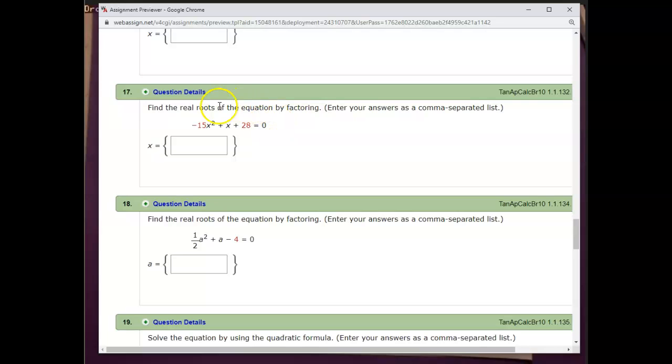So we have more of those. Find the real roots by factoring. Here's find the real roots by factoring. My hint here is to multiply everything by 2 to get rid of this 1/2. So this one we've done a similar problem by factoring, and this one we've not done one by factoring, but you can multiply by 2, you end up with a squared plus 2a minus 8 equals 0, and it's easy enough to solve that.